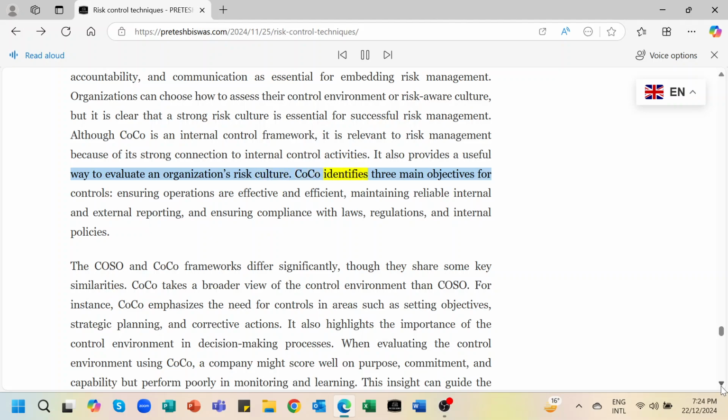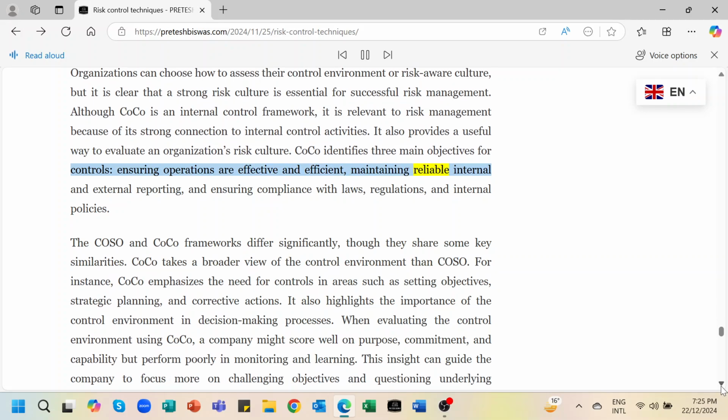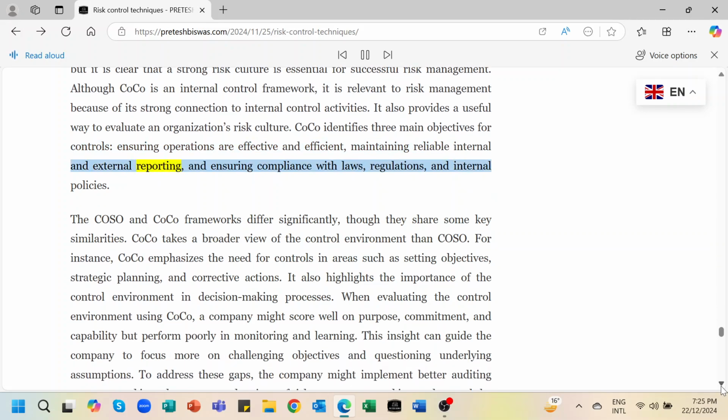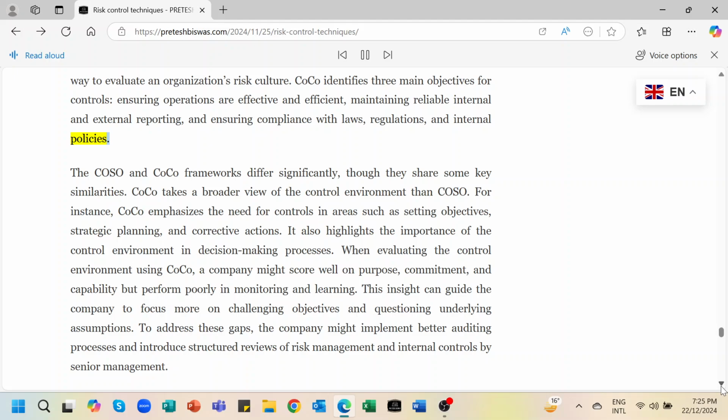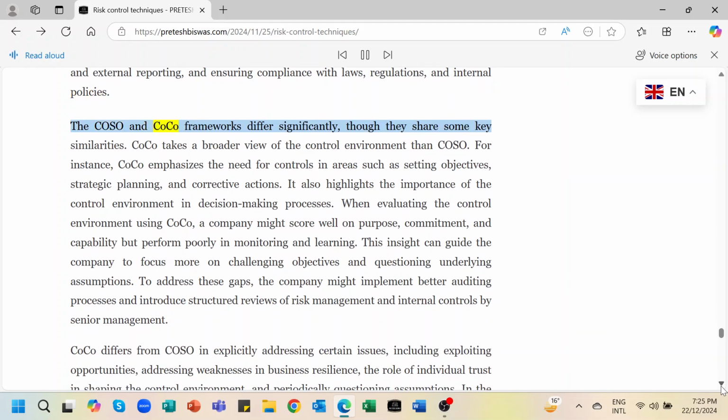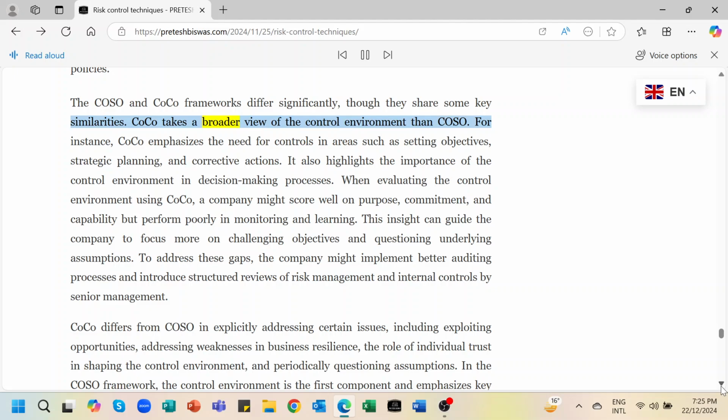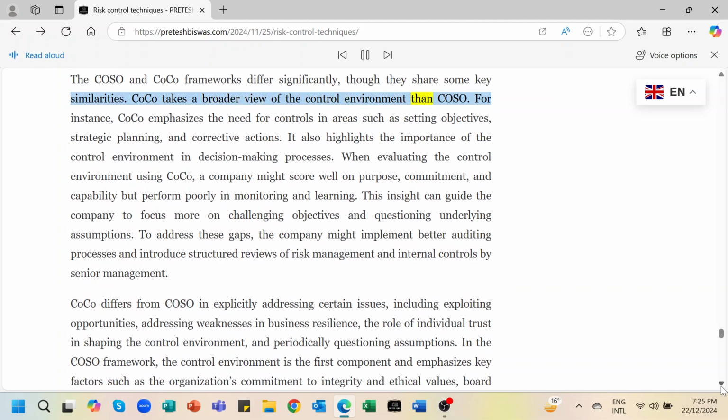COCO identifies 3 main objectives for controls: ensuring operations are effective and efficient, maintaining reliable internal and external reporting, and ensuring compliance with laws, regulations, and internal policies. The COSO and COCO frameworks differ significantly, though they share some key similarities. COCO takes a broader view of the control environment than COSO.